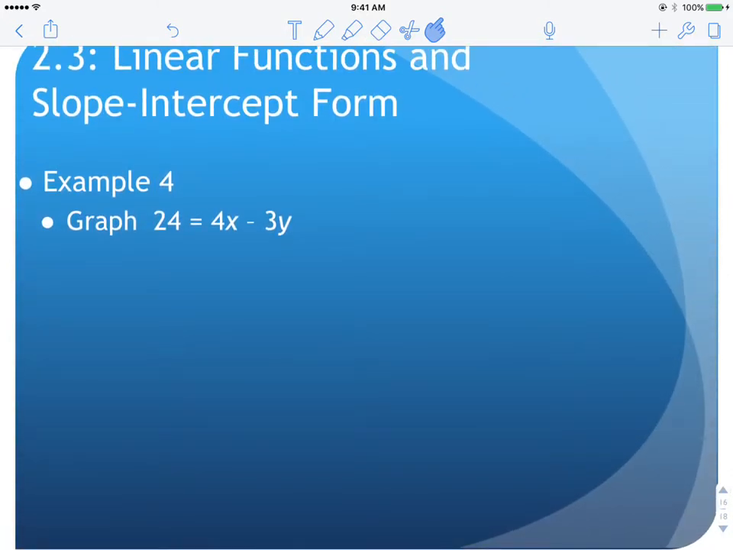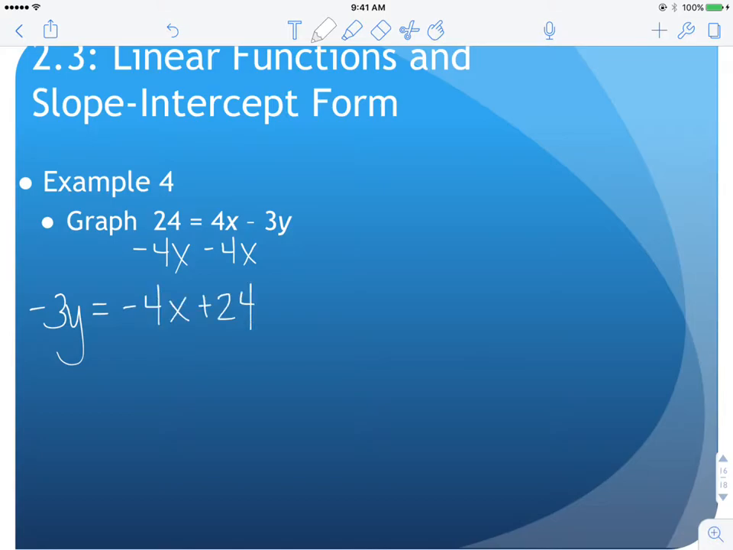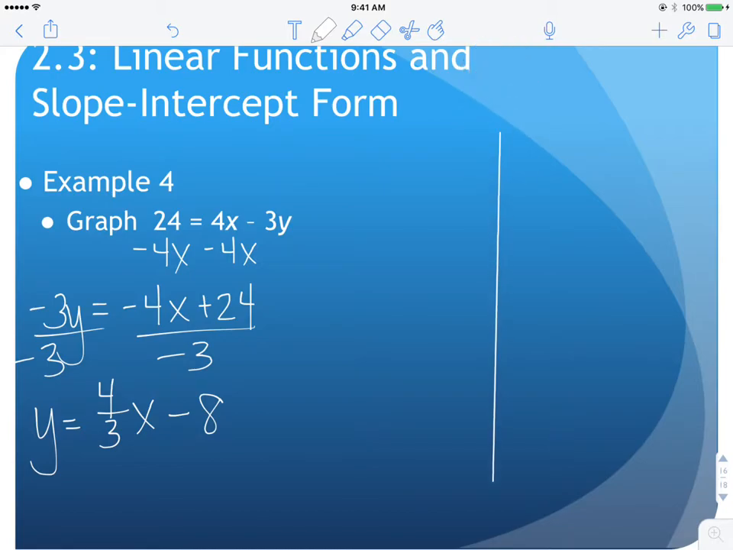Now we want to do the same thing, but this time we're going to graph these equations. So again, we need to get y by itself first. So I'm going to start by subtracting 4x. So negative 3y will equal negative 4x plus 24. This time I need to divide by negative 3. My slope becomes a positive because it's a negative divided by a negative. And then my y-intercept becomes negative 8.